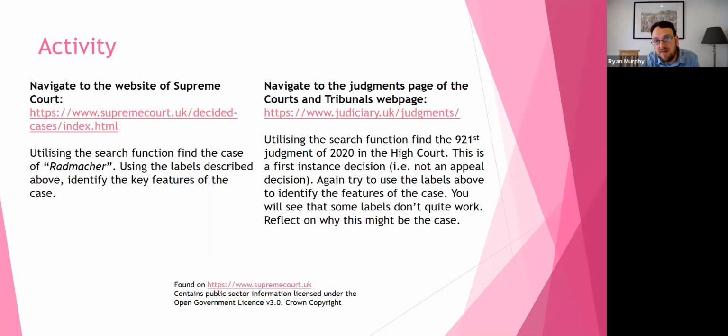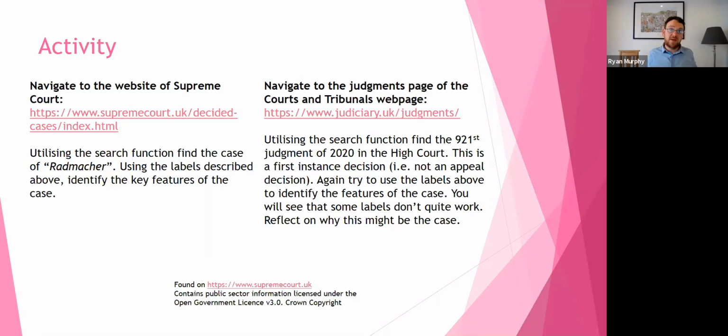And then the second thing I'd like you to do is to navigate to the judgments page of the Courts and Tribunals website. So the link is given on the screen again. And what I would like you to do is, using a different method, so rather than using search terms such as the names of the parties, use a different method to try to find this case. So this is the 921st judgment of 2020 in the High Court. So go to the judiciary.uk/judgments website and see if you can find that case.